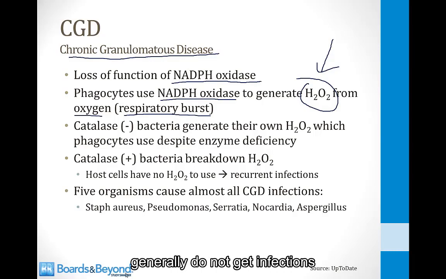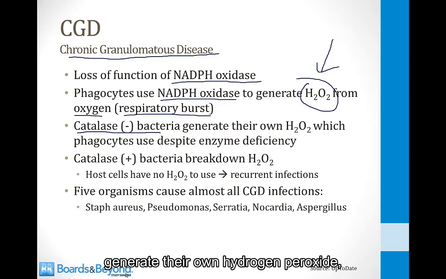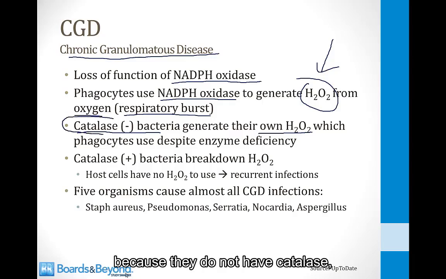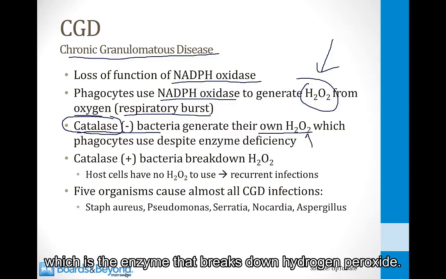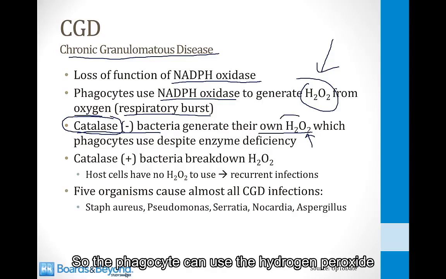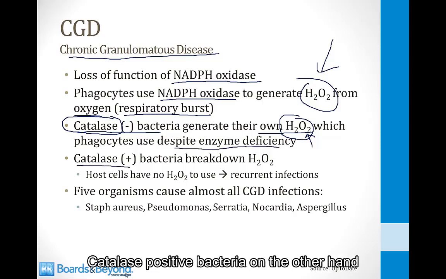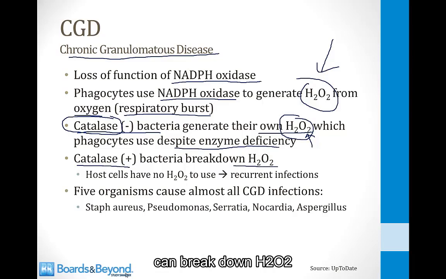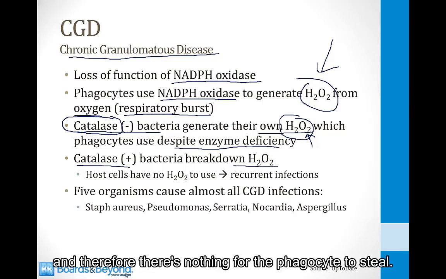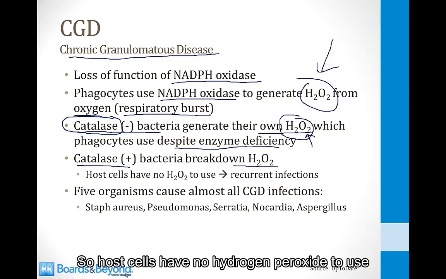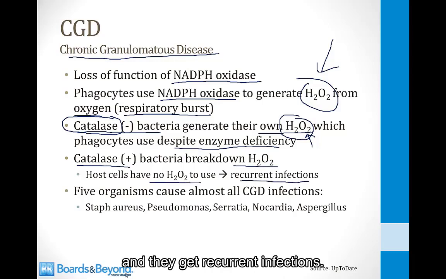Patients with this condition generally do not get infections from catalase-negative bacteria. And why is that the case? Well, catalase-negative bacteria generate their own hydrogen peroxide, and they cannot break it down because they do not have catalase, which is the enzyme that breaks down hydrogen peroxide. So the phagocyte can use the hydrogen peroxide made by the bacteria despite their enzyme deficiency. Catalase-positive bacteria, on the other hand, can break down H2O2, and therefore there's nothing for the phagocyte to steal, so host cells have no hydrogen peroxide to use and they get recurrent infections.